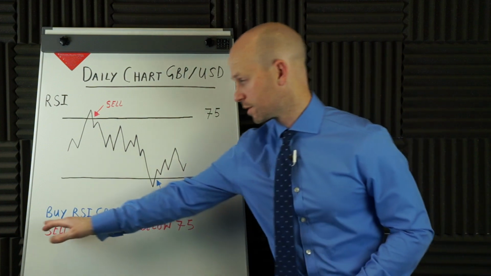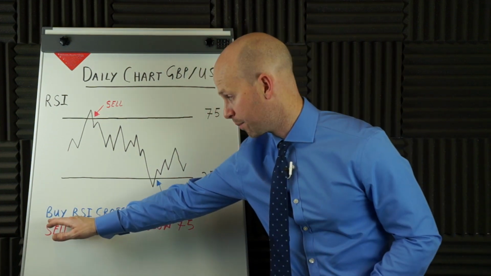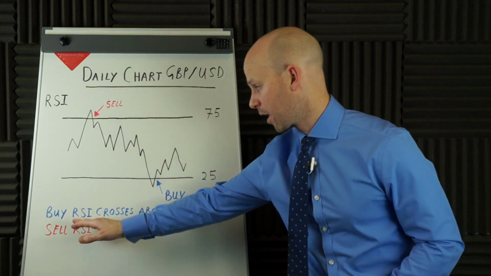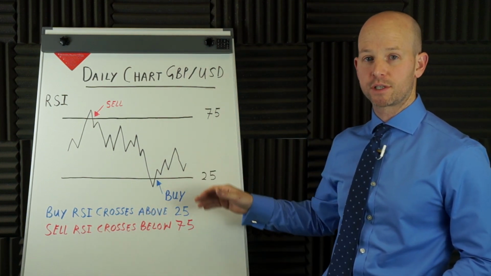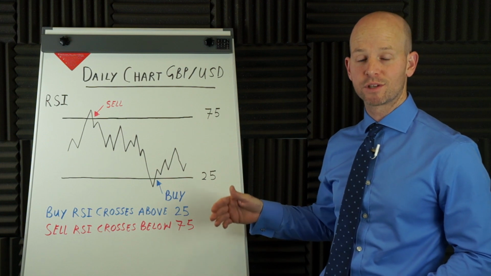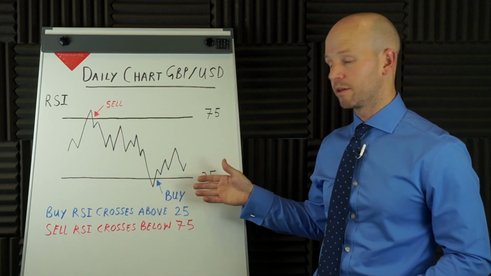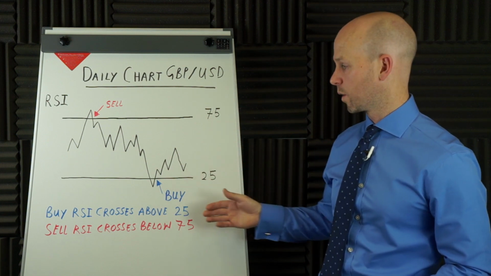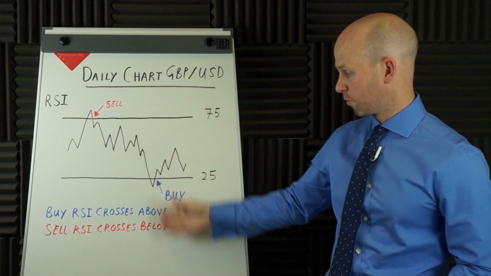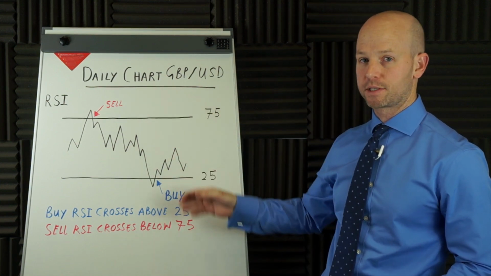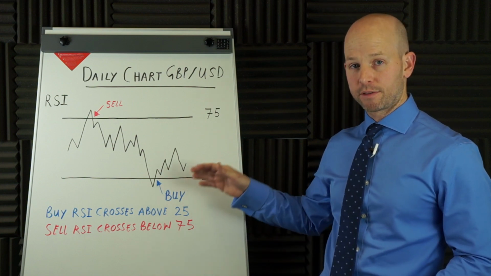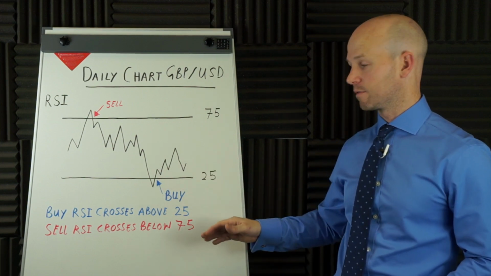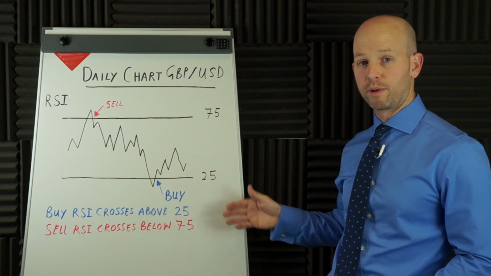Now I've written the rules down here. For a buy entry, we want to see RSI crossing above 25. Now, I've done a lot of studies using RSI and I've done videos using RSI, and typically those videos have shown entering when the RSI drops below a certain level. Let's say it drops below 25. Now, the RSI can then stay below 25 for a number of bars more.